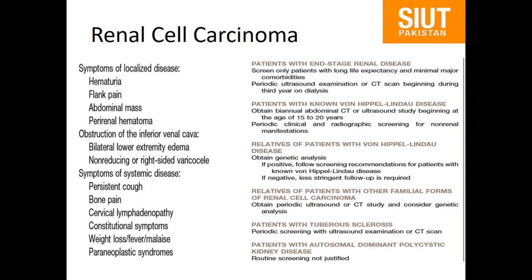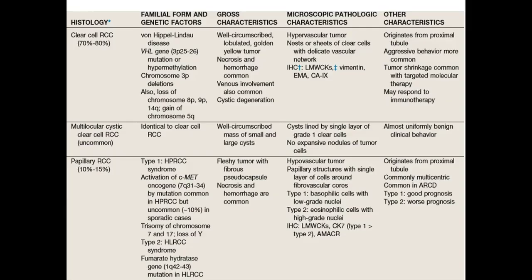And if no mutations are there, we don't have to do stringent follow-up. And for the relatives of patients with other familial forms of cancer, again we have to obtain periodic ultrasound or CT study and consider genetic analysis. In patients with tuberous sclerosis, periodic screening with ultrasound examination or CT should be done. And in patients with autosomal dominant polycystic kidney disease, routine screening is not justified.